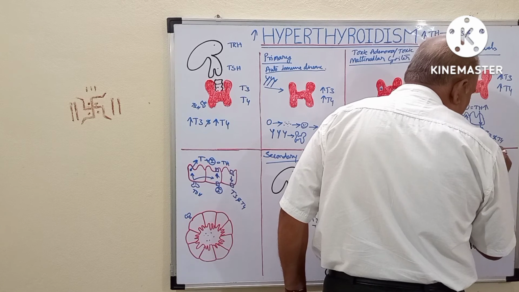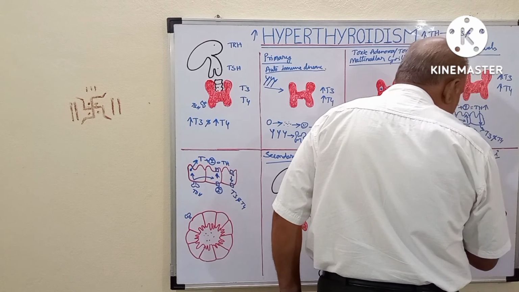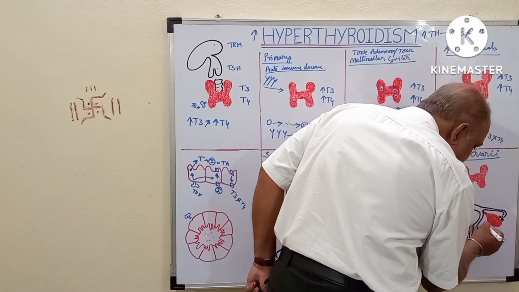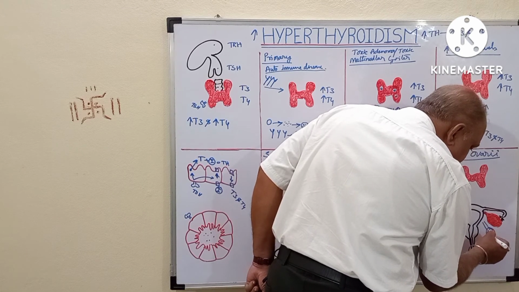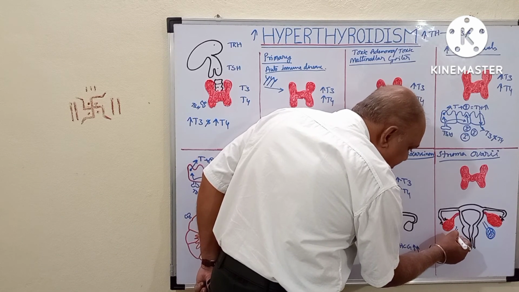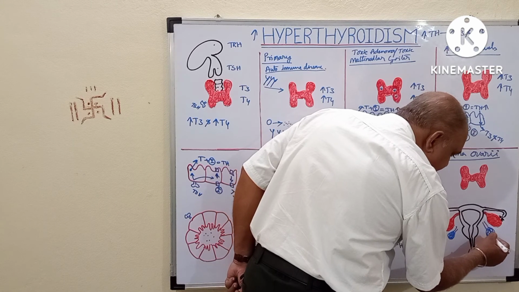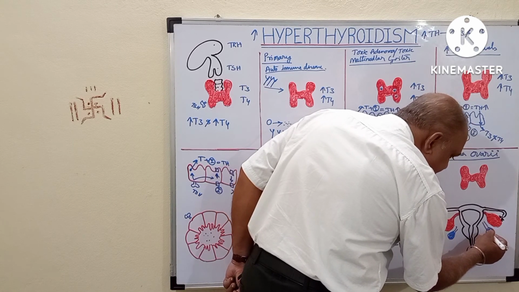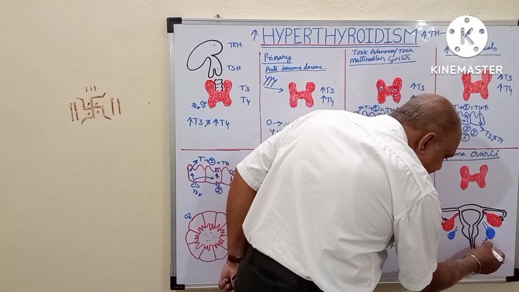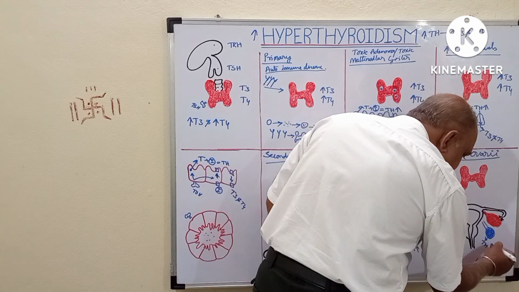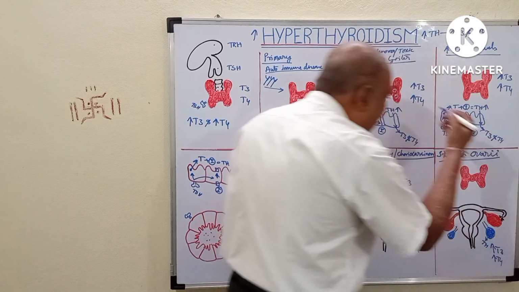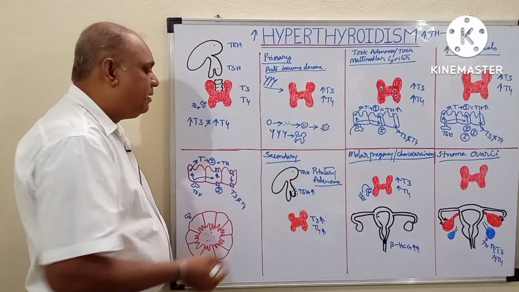The next secondary hyperthyroidism cause is struma ovarii, where the ovary is formed with a tumor. This tumor is producing thyroid gland tissue, which can produce thyroid hormone, leading to an increase of T3 and T4, which again can be a cause of hyperthyroidism.